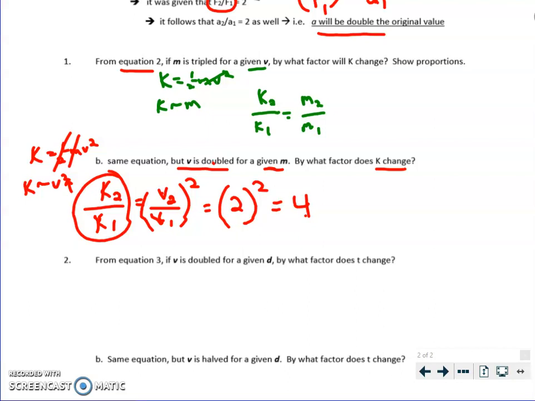Everything's to the first power. So you're told m is tripled, so that means m2 over m1 is 3 times as big as before. Therefore, k2 over k1 is 3 times as big. And that's my answer.